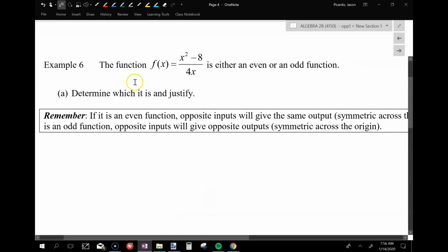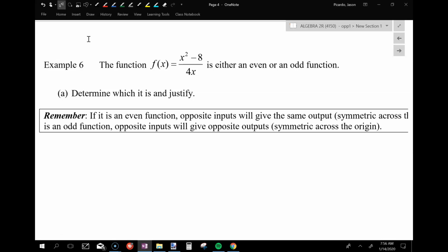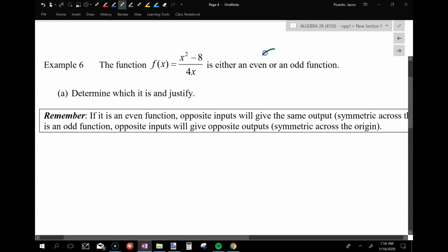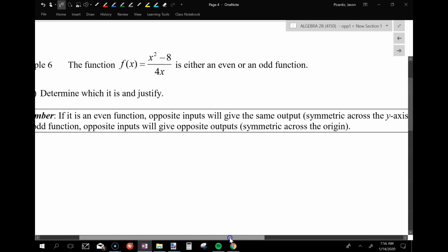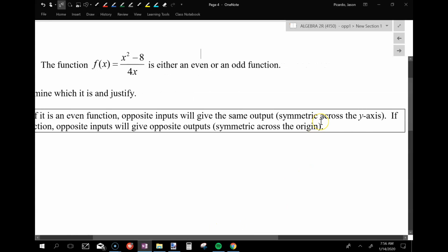All right, last thing I want to review. Again, this is going to be part of our unit. That's why I'm reviewing it. It's not new, it's review. Even and odd. When a function is even, you have symmetry across the y-axis.